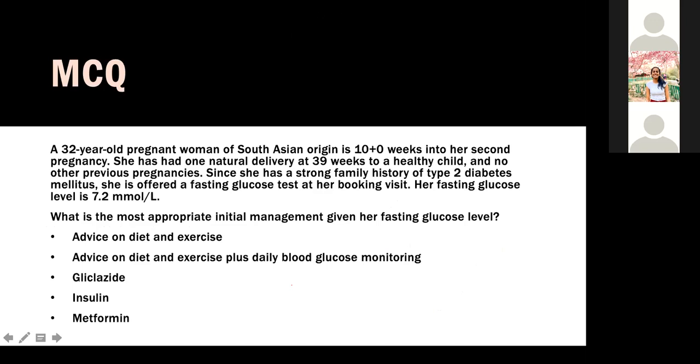Okay, so I'm going to move on to diabetes and preeclampsia now. We'll start off with an MCQ on gestational diabetes. You've got someone, she's South Asian. She's had one previous delivery. Strong family history of type 2 diabetes. Her fasting glucose is 7.2. What's the most appropriate initial management given her fasting glucose level? It's a bit of a tricky one.